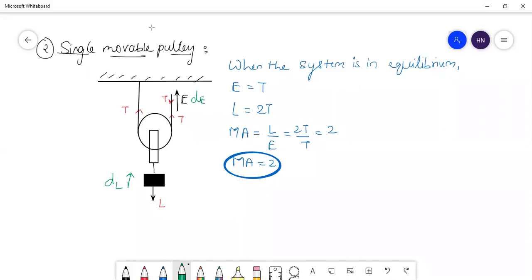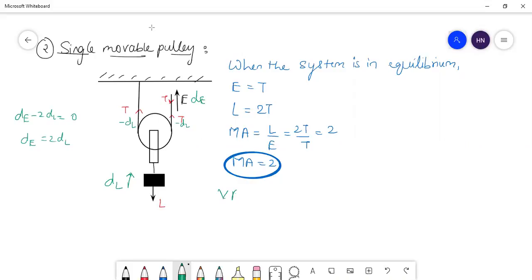This is the distance moved by the effort. If the load is moving up by dl unit, and if I consider dE over here, in the entire string, whatever change in length is observed, for this side it will be dE. The other sides are decreasing by length dl, so both sides are decreasing by dl, and you are increasing your dE. So you will get dE minus 2 dl equal to 0, so dE is equal to 2 dl.